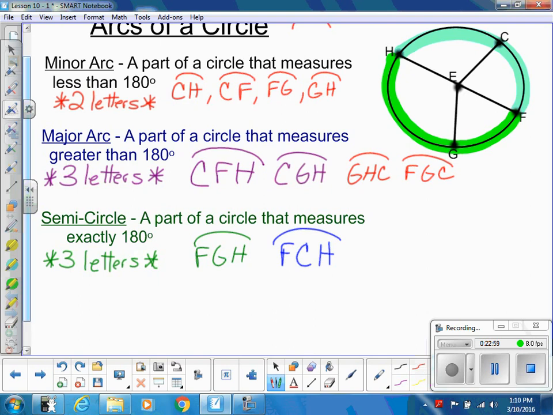Okay? So for minor arcs, you need to make sure you only denote them with 2 letters. Where do you start? Where do you stop? Because they're the fastest way. Major arcs and semicircles, you have to have 3 letters. Where do you start? What direction do you want to go? Where do you end? Okay?